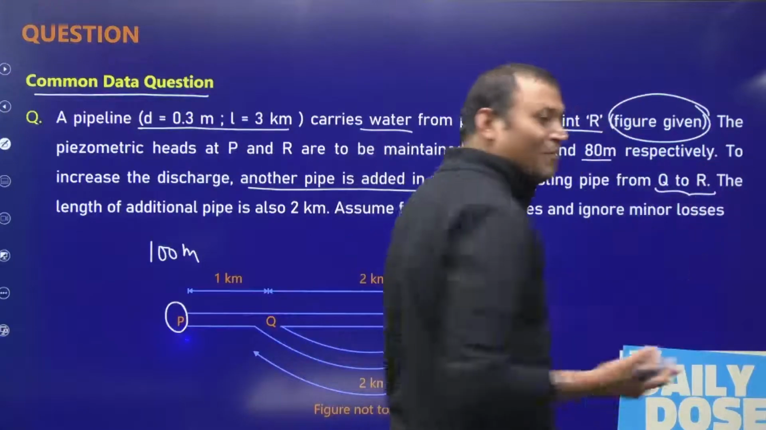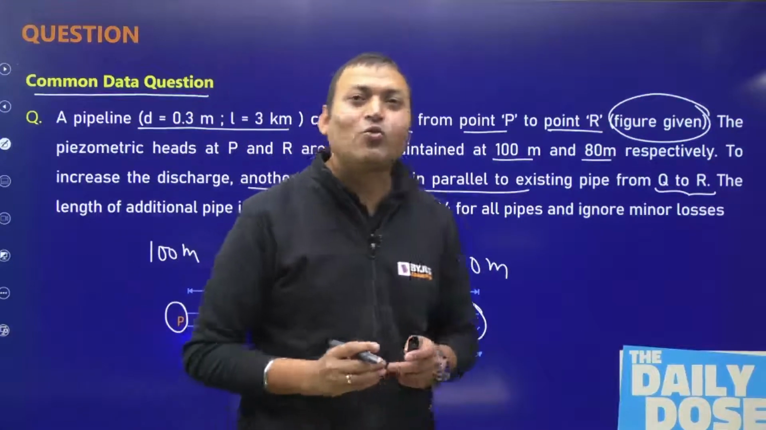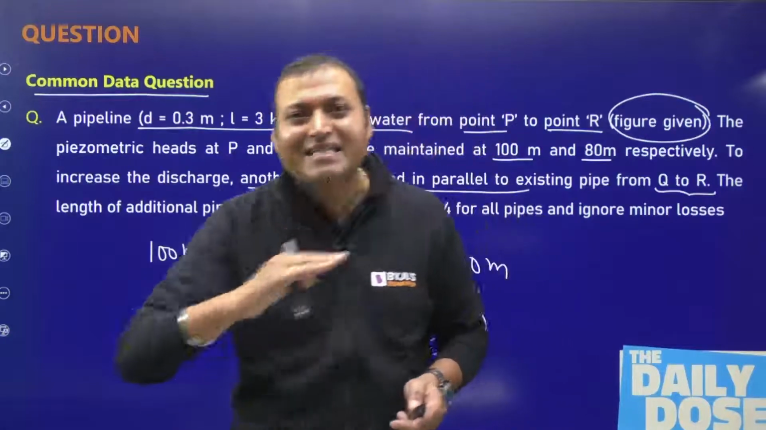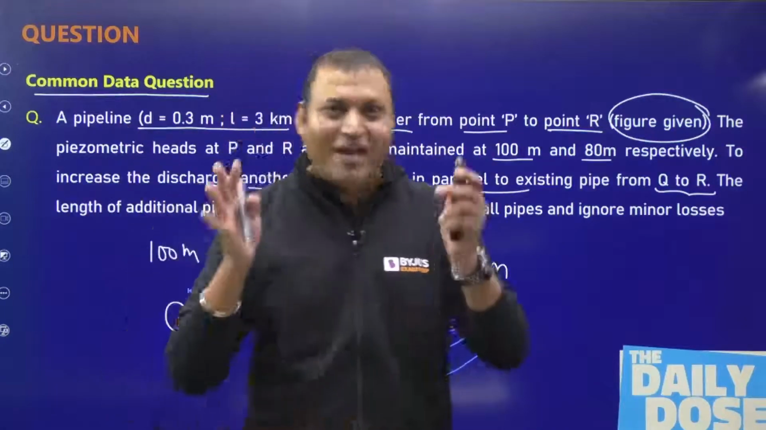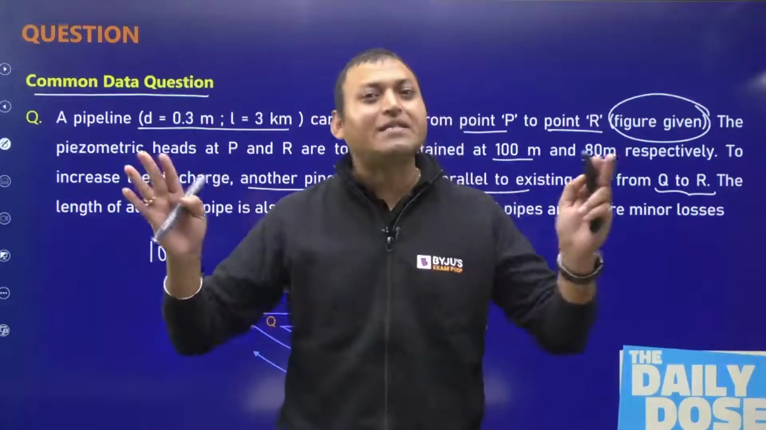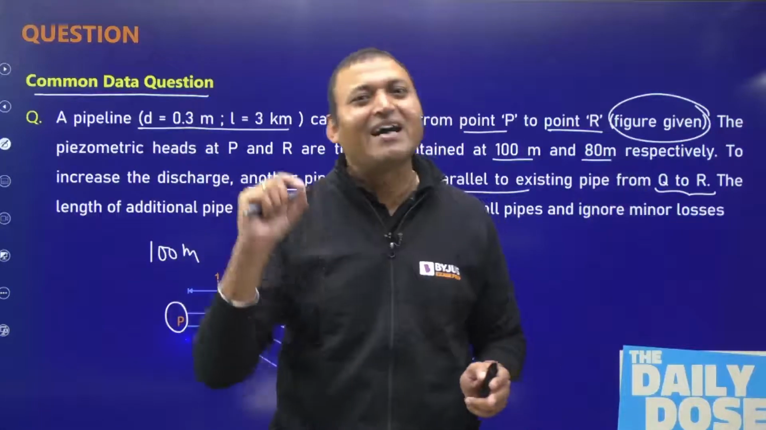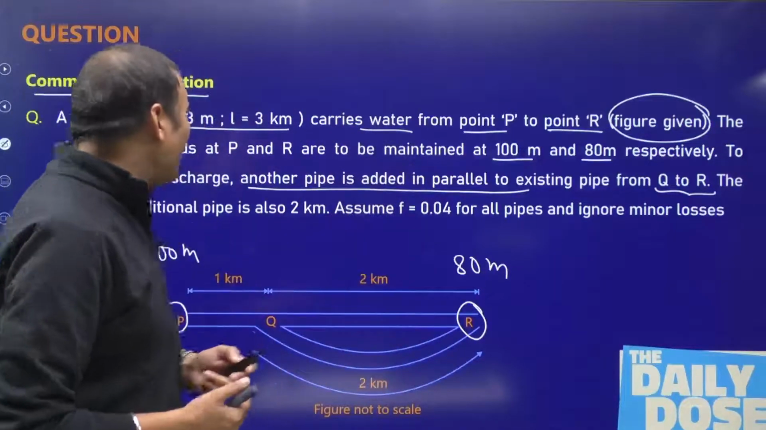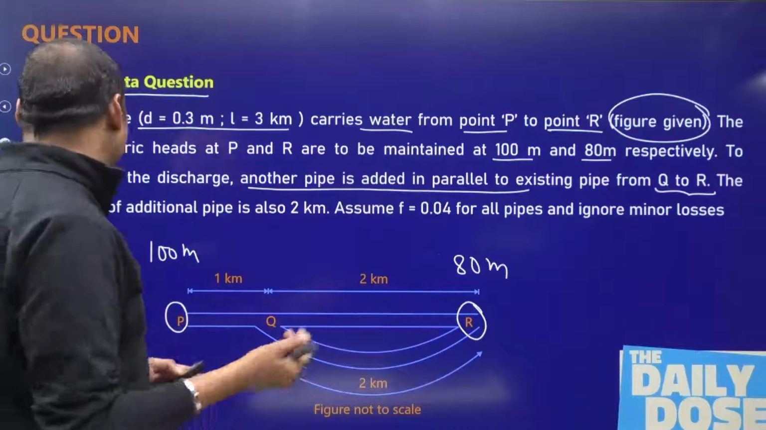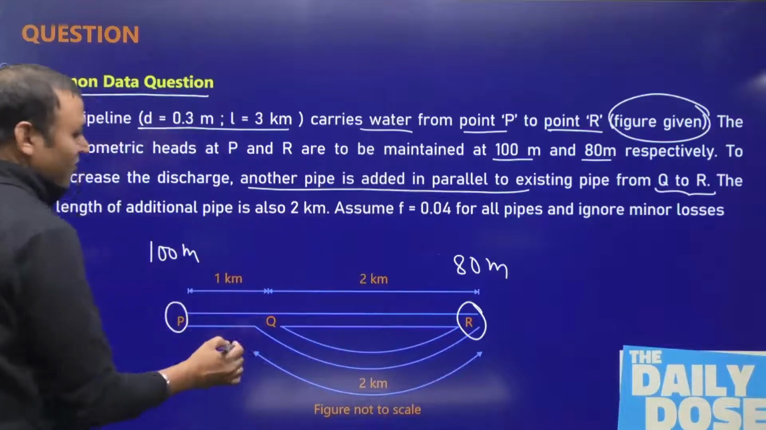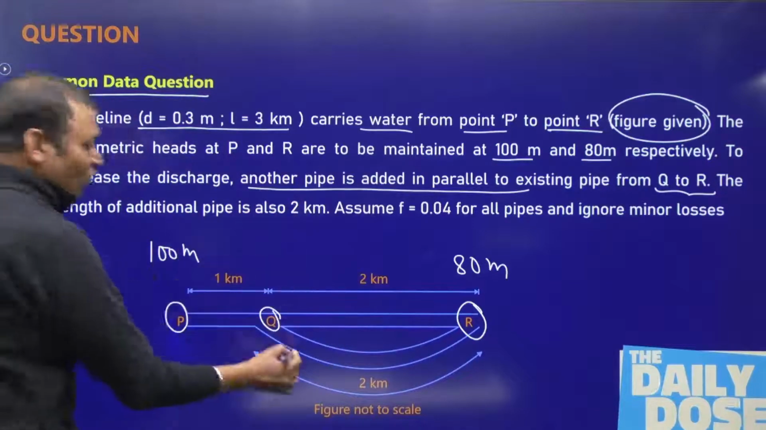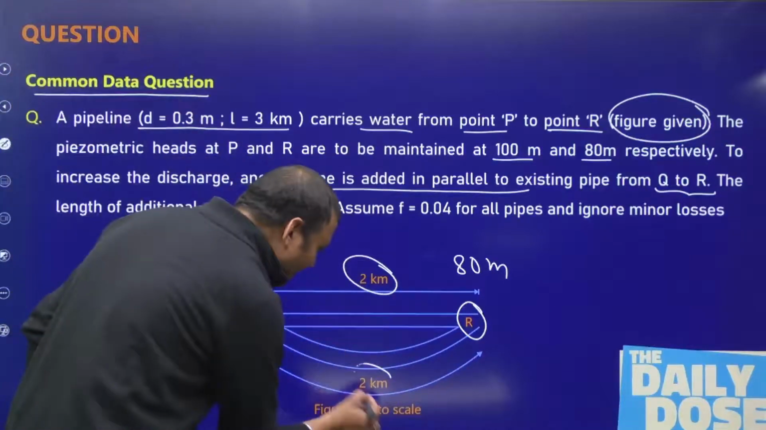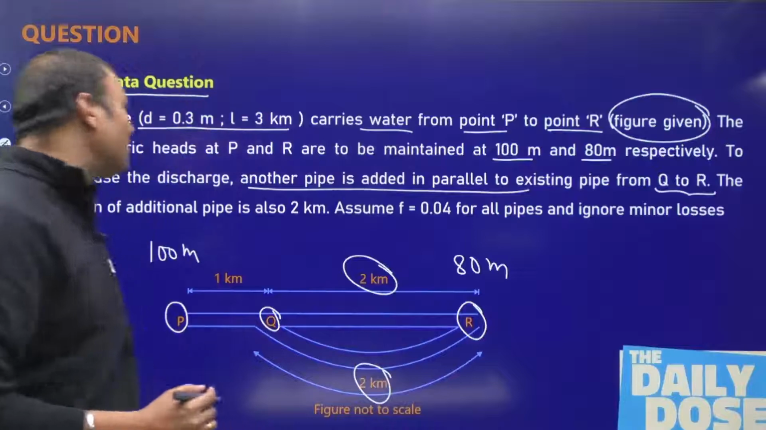As you all must be knowing that whenever we want to increase the discharge in a pipe, what we are supposed to do is we attach another pipe in parallel to it, because when we attach the parallel pipe, the loss remains constant but the discharge gets increased, and that is how we have attached the parallel pipe to increase the discharge. Now the length of the additional pipe between Q and R is also 2 kilometer. It means the original pipe between Q to R is also 2 kilometer and the additional pipe is also having the same length, 2 kilometer.